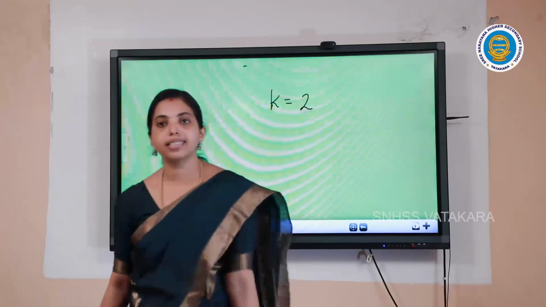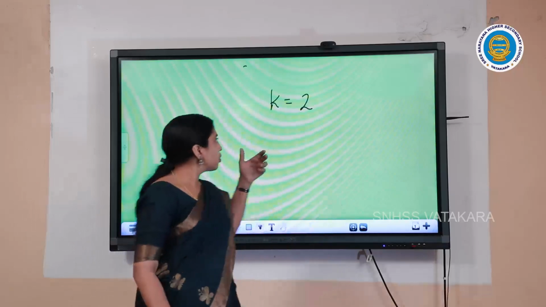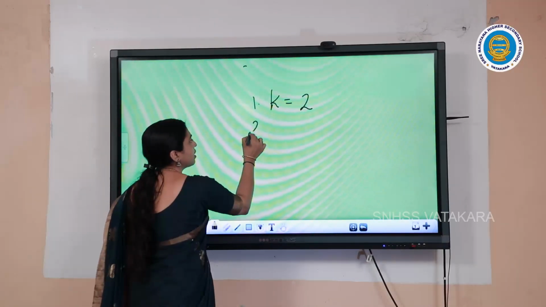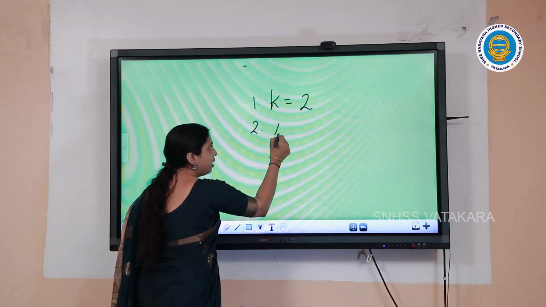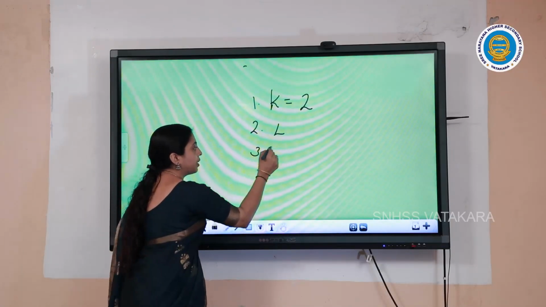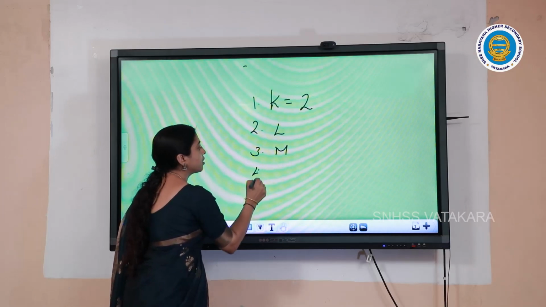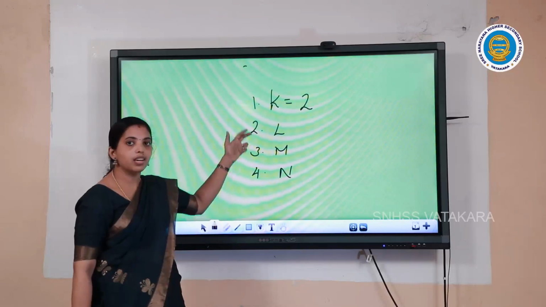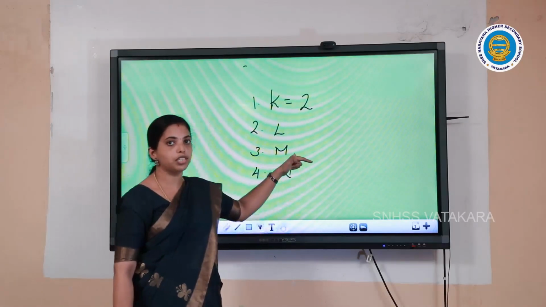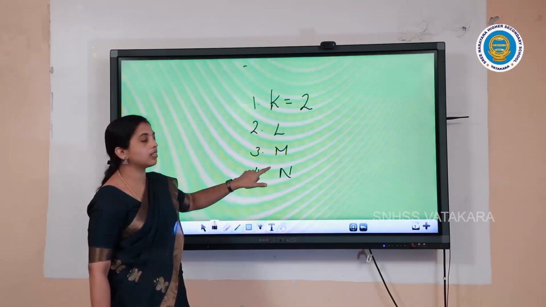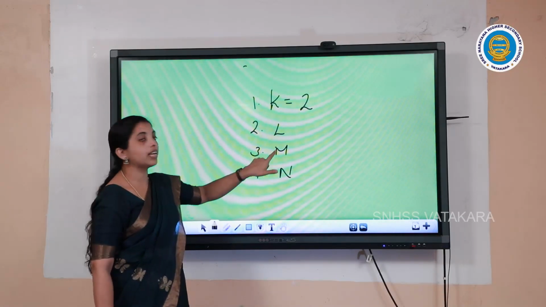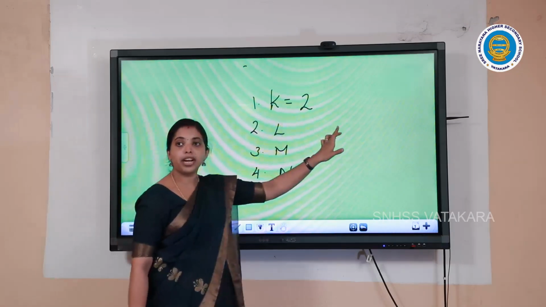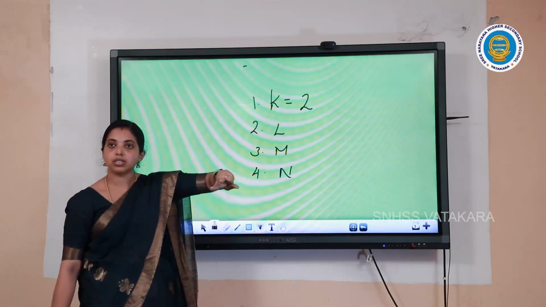Then what about the L shell? We want to find the position. K is the first shell, the second position is L, the third is M, and the fourth is N. This is the position of the shells, in increasing order of energy, as we already discussed: K shell, L shell, M shell and N shell.